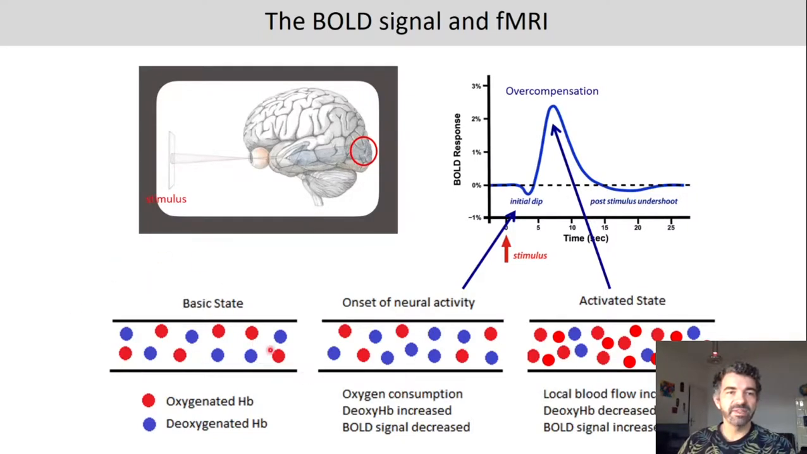So in the basic state we have some oxygenated hemoglobin and deoxygenated hemoglobin, and then at the onset of the neural activity we see that the oxygen is consumed, so that means that deoxyhemoglobin is increased, and then as a response to that the BOLD signal decreases. This is the initial dip. Less oxygen, BOLD signal decreases. Then this is overcompensated by allowing a lot of oxygen into that region, so the local blood flow increases, deoxyhemoglobin decreases as a response to that, and that means that the BOLD signal increases.